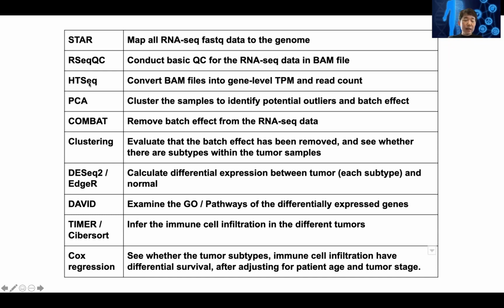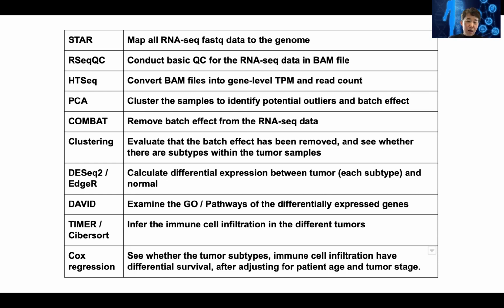You can use HTSeq. By the way, here there's no single correct answer. You can also imagine using Salmon to get the expression index, right, to get the TPM. And then you can use either hierarchical clustering or PCA to cluster all the samples to really take a look, whether there are some outlier bad quality samples or whether there are some batches, right?